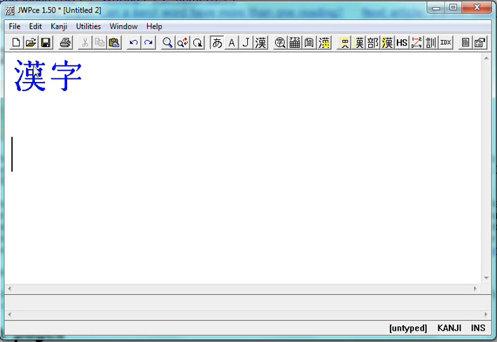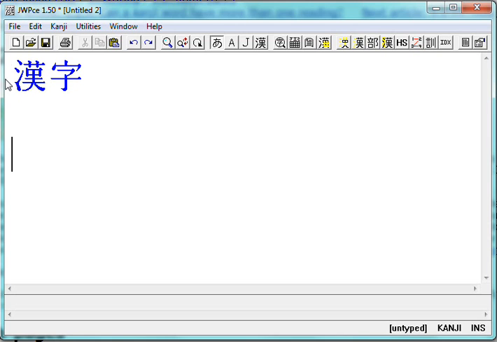So let's look at this guy right here and see if we can find it using some of the tools that we have at our fingertips here. Okay, so the first one, let's see, is it this one? Yes, it's this one, the radical lookup tool. So in the last video we talked about radicals, and they're also called the bushu, and so we're going to use this tool to help us find whatever this kanji is.